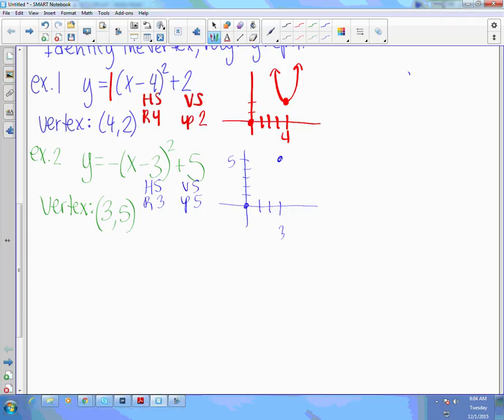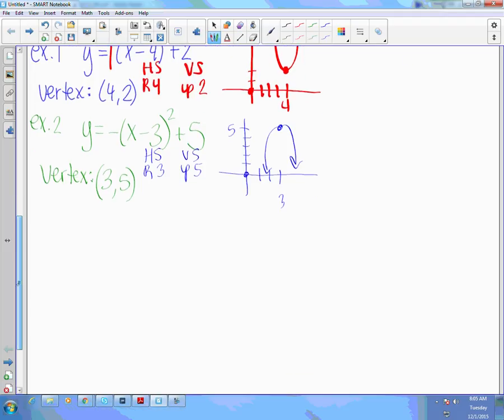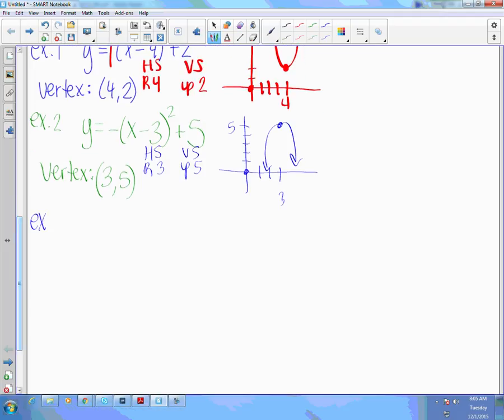What does the negative do to the graph? Horizontally or vertically? Vertically. So we have to put our parabola down. This is just a rough sketch, so just get the basic idea. Okay, one more before we do absolute value.